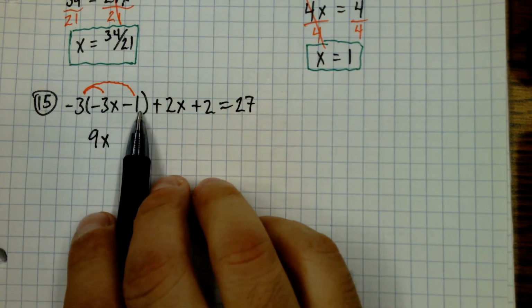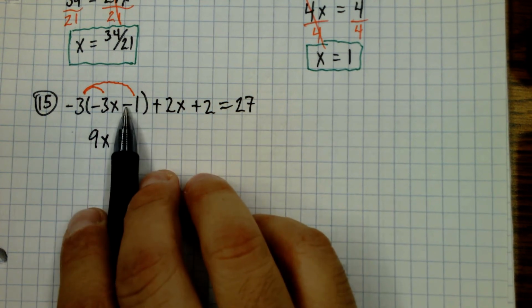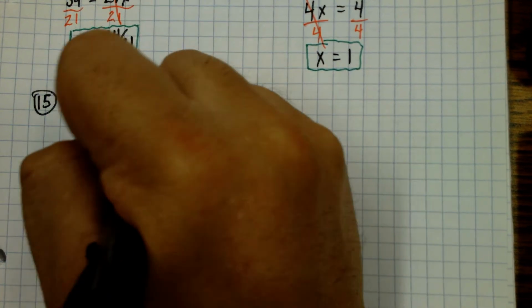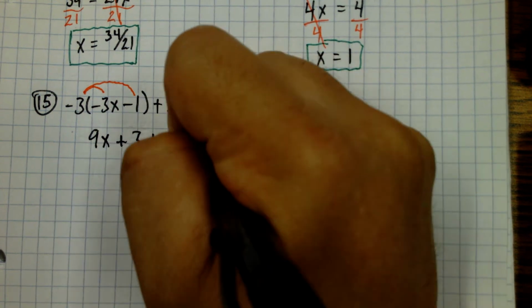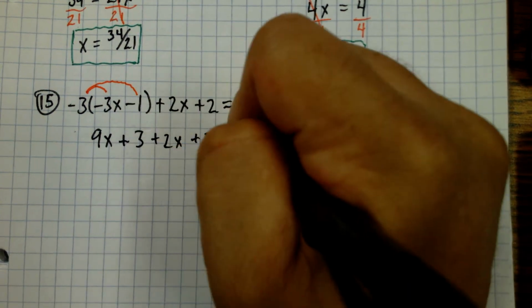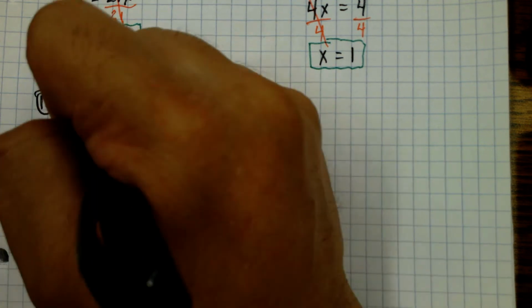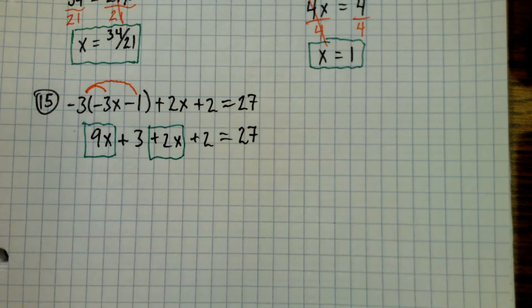This is the most common mistake I see. What's a negative times a negative? So this is positive or plus. 3 times 1 is 3. Plus 2x plus 2. Just bring down the rest of it. And then we look around and see what we can combine. So I see I can combine 9x and 2x. I can also combine 3 and 2.